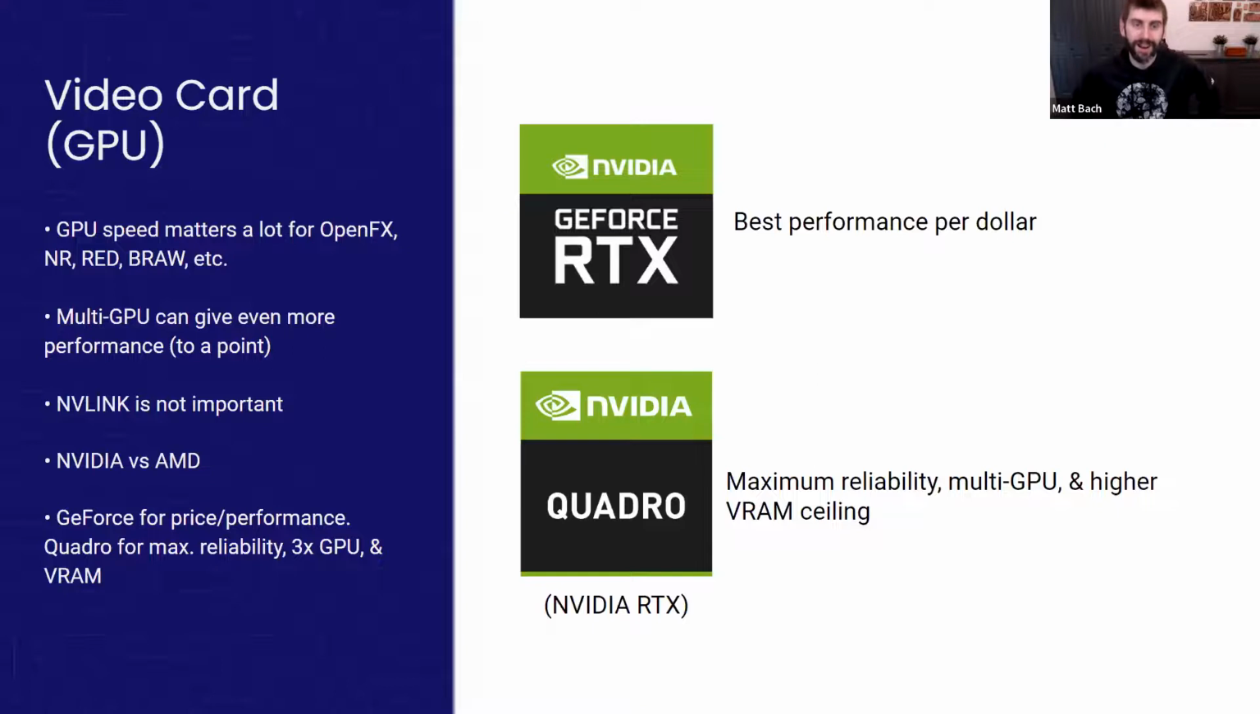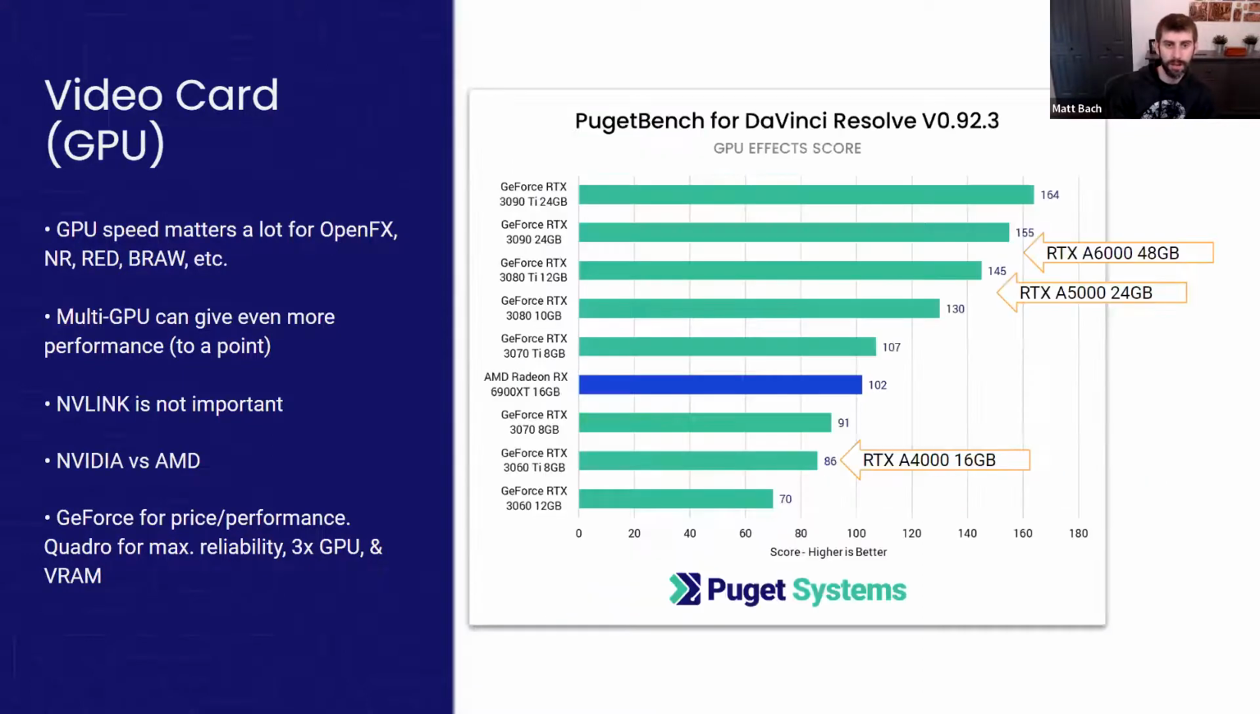You're going to pay for it. At the lower end, Quadro is about $1,000 more per card. At the higher end, like a 3090 versus A6000, it's probably going to be more like a $4,000 difference. So if you're talking two cards, well, that's $8,000. So it's definitely an investment, and it totally depends on how expensive downtime is, how much you need that VRAM, how much you need multi-GPU support. So it all comes down to what you need.